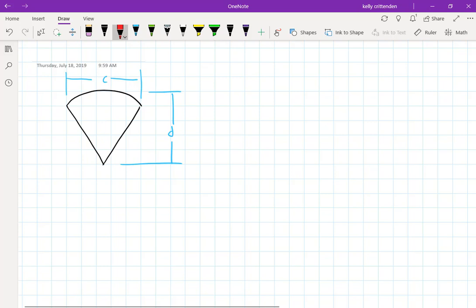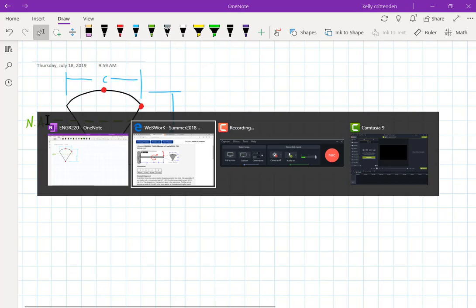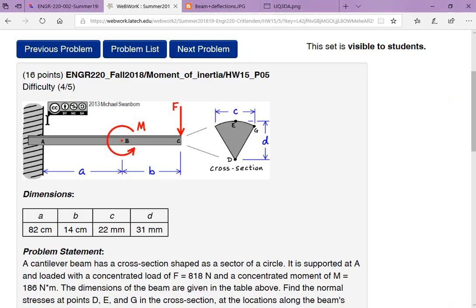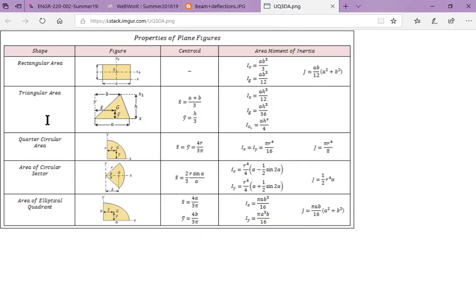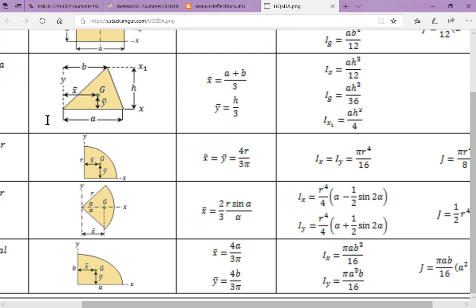And then they had these points, a point here and here and here. For this particular problem, it's asking you to find the stress at those different points. You know that the neutral axis is somewhere, maybe here. You can actually go and use this equation, the x bar in this case, you just have to rotate it 90 degrees to make it the orientation of your sector.